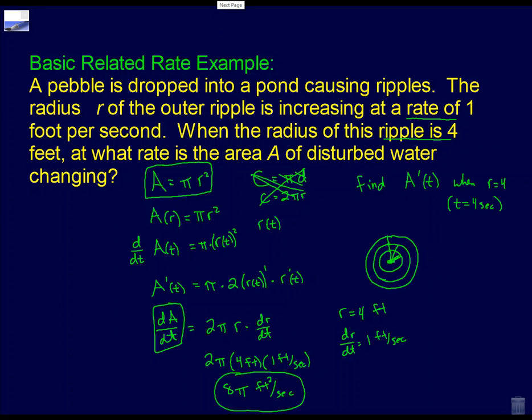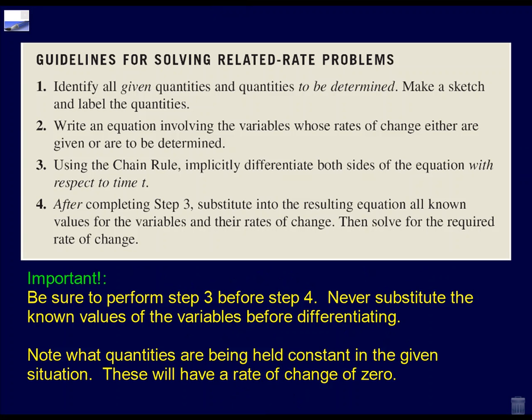Let's look at some general guidelines for solving related rates. Here are some general guidelines that we definitely followed in the first example. First, we read the problem, which was about the pebble hitting the water, forming ripples, and we were told the rate of change of the radius, that it was growing at 1 foot per second, and we were asked to find the rate at which the area is changing. So we identified all the given quantities and the ones to be determined. I even made a sketch of the circular ripples.